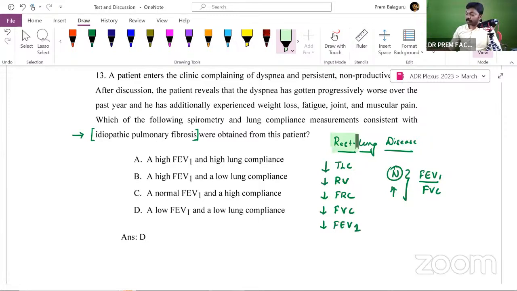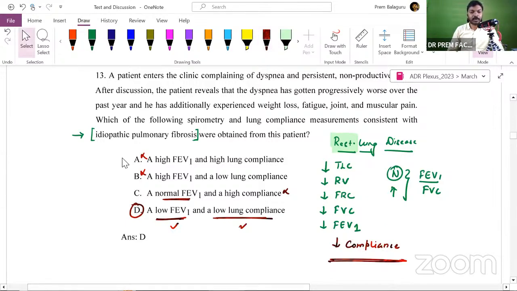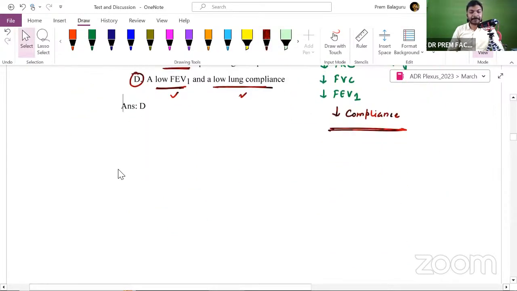It is a restrictive disorder, and there must be a drop in compliance as well. So all the options: a high FEV1, wrong. A normal FEV1, possible. High compliance, again wrong. A low FEV1, right. Low lung compliance, right. So option D is the right answer for question number 13, doctors. Option D. I hope you get the correct answer here.